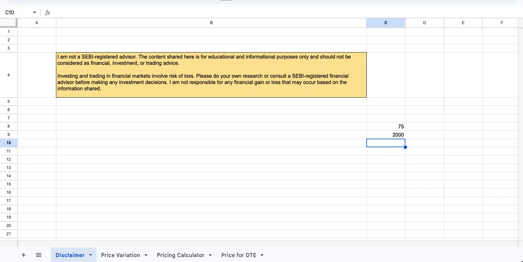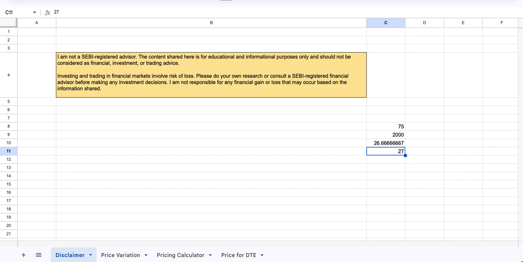Now the lot size is 75. So what would be the premium value of one option contract? It is very simple. It is 2000 divided by 75, which comes out to be 26.66. So let us consider it to be 27, right?